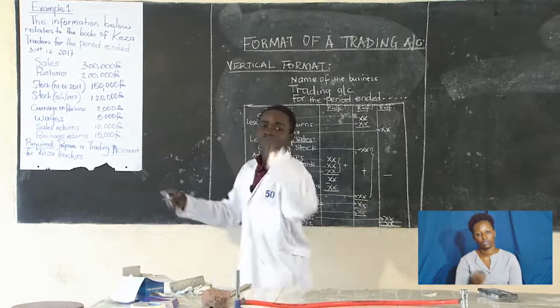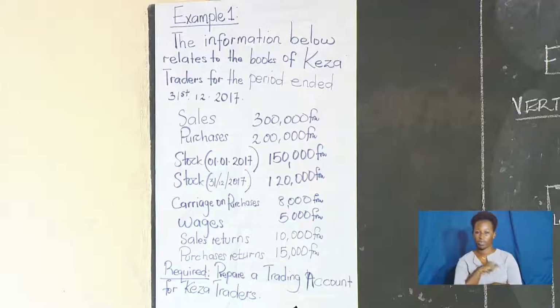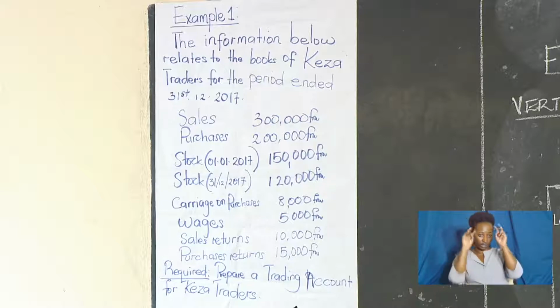Here we are going to prepare, we are not going to calculate. Preparing and calculating, they are different. Given such information, if they say calculate, use the formulas. But in this case, they are telling us to prepare. So this is how you do it. The title is very important. We have to first look at the title, which will be Kaiser Traders. Make sure you follow Kaiser Traders.